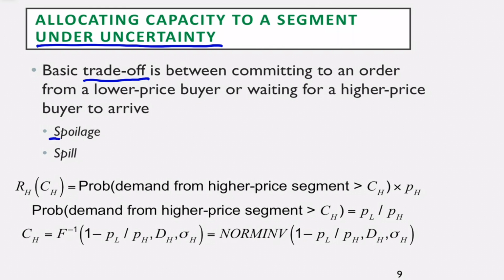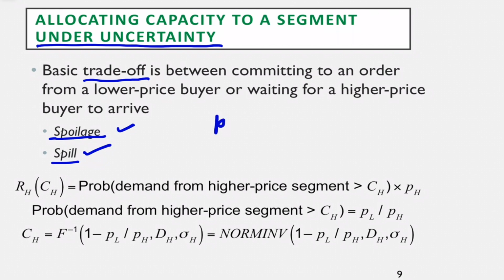One is spoilage and the other is spill. Spoilage occurs when capacity that is reserved for a higher price buyer is wasted because demand from the higher price segment does not materialize. On the other hand, spill occurs if a high price buyer must be turned away because the capacity has already been committed to a lower price buyer. So obviously in this situation, the supplier of this supply chain asset must decide how much capacity should be committed to the high price buyer so that the expected cost of spoilage and spill is minimized.